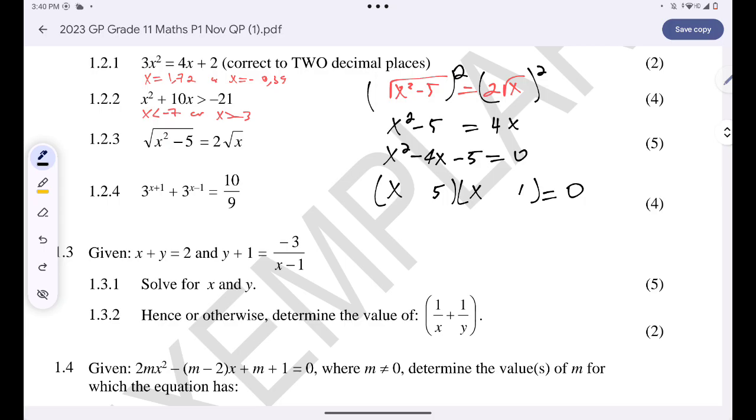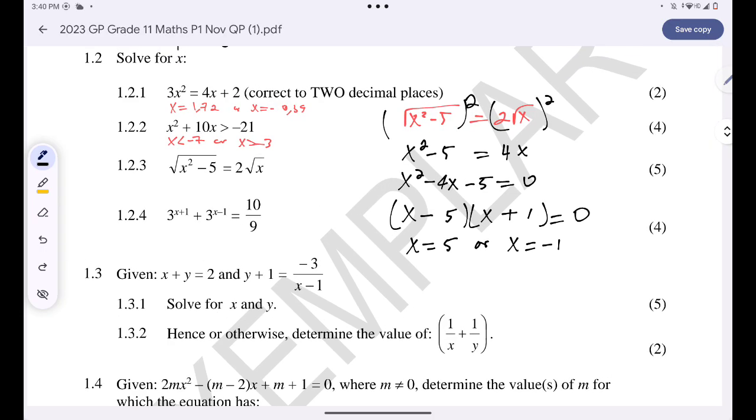Okay, since the sign here is minus, it simply means that my brackets will have different signs. Are you together? But the bigger factor will always take the sign of the middle term. 5 is bigger than 1, so I'll simply have a negative there and a plus here. So x is equal to 5, or x is equal to -1, right?